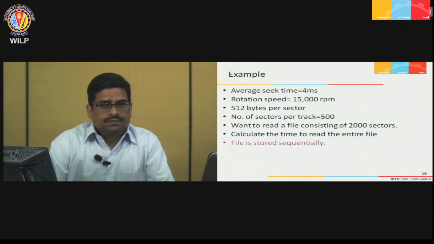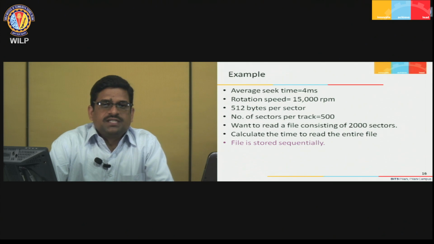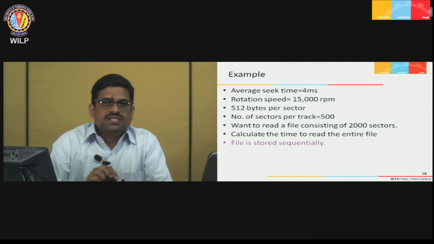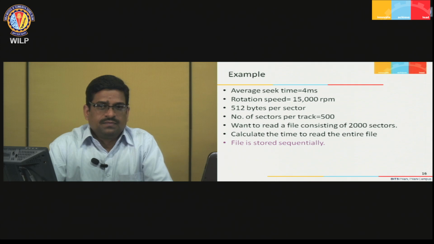Average seek time is 4 milliseconds, rotational speed is 15,000 RPM, revolutions per minute, there are 512 bytes per sector, the number of sectors per track is 500, and I want to read a file which consists of 2000 sectors. Let us say one file is stored and occupies 2000 sectors. We need to calculate the time to read the entire file.